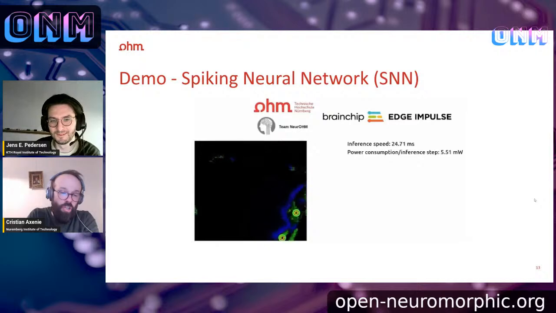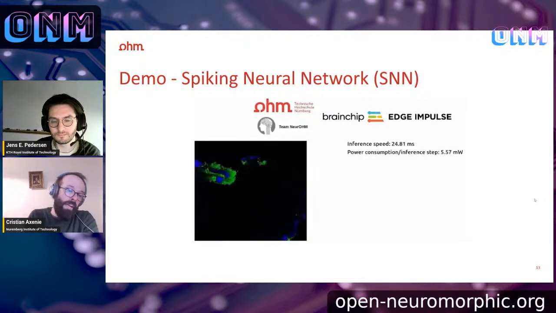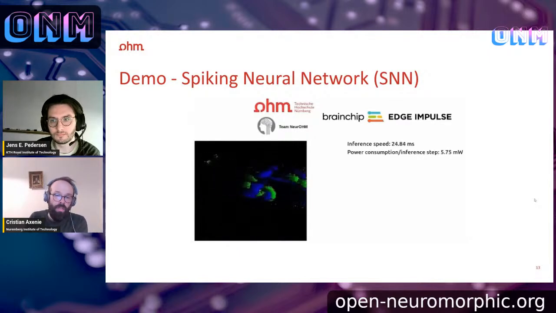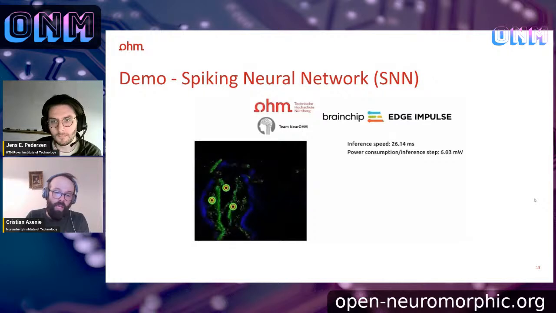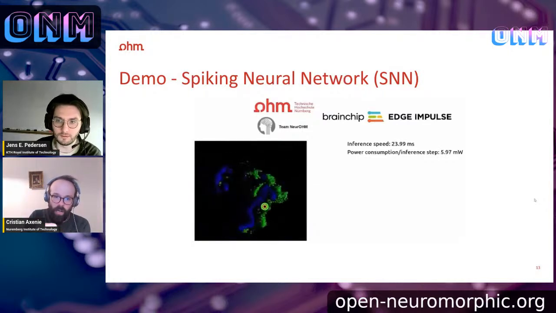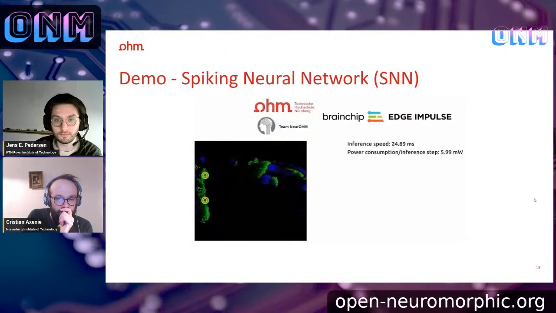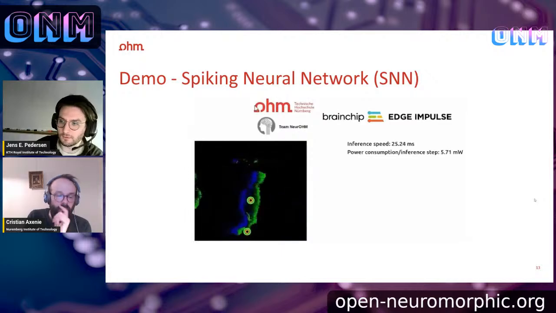Whereas with the BrainChip, I think they did their own measurements, and what we did with the API they exposed is around 6 milliwatts per inference step. You see the inference speed is around a quarter of a second. Well, let's say a hundredth of a second. Exactly. That would be the inference speed for one single frame. For one frame, yeah.